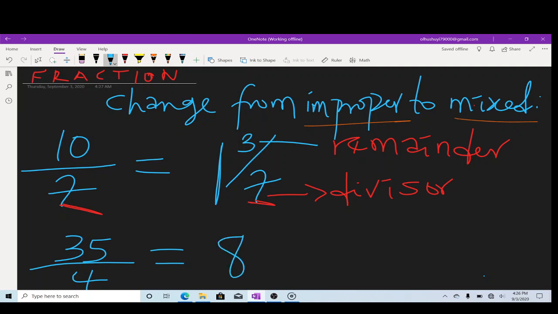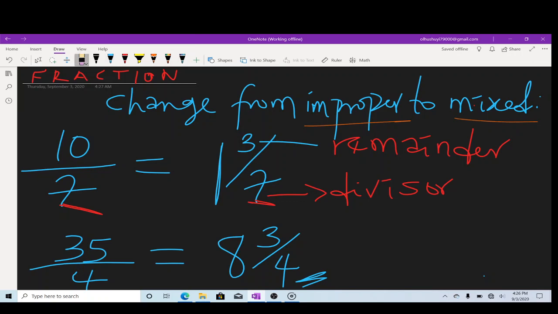4 times 8 is 32. 4 times 9 is 36. So that is 8. Then what is left? We remove 32 from 35. What is left? You have 3 left. This is your remainder. Then divided by the divisor, which is 4. That settles the matter. So that is the correct answer.